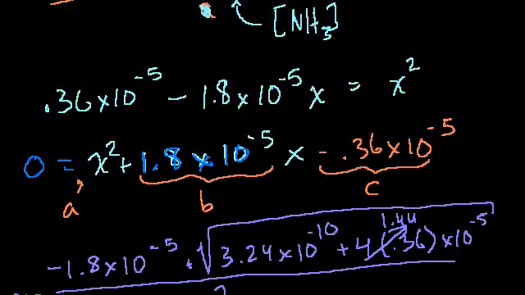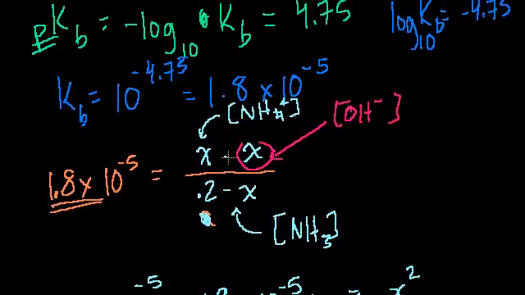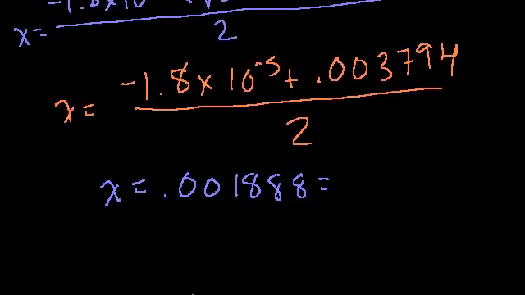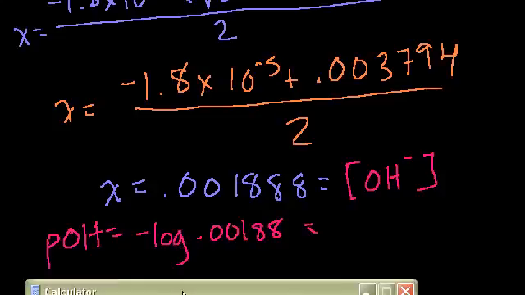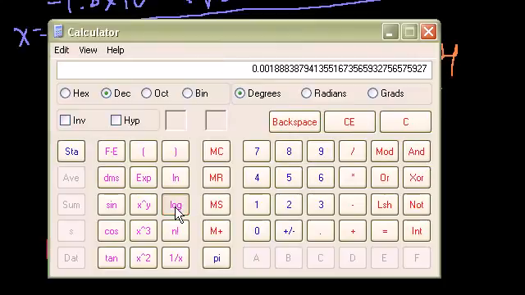But if you remember from our original equation, what was x? It's both the ammonium concentration and the hydroxide concentration. We care about the hydroxide concentration. So this is equal to my concentration of hydroxide. Now if I want to figure out my pOH, I just take the minus log of this number. The log is that, and then I take the minus of that, so it's 2.72.